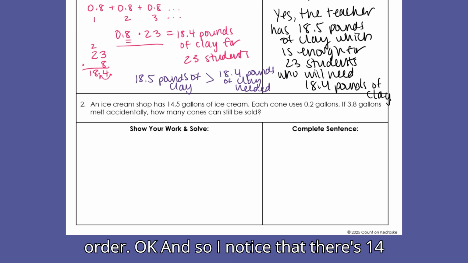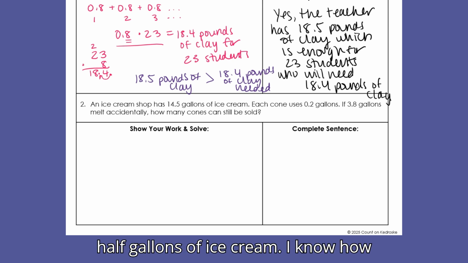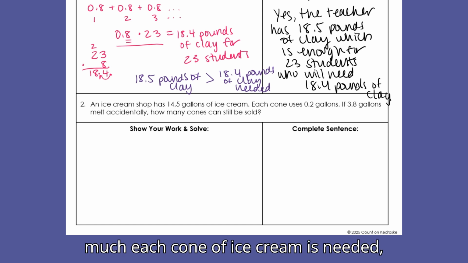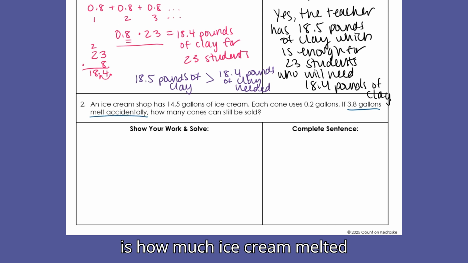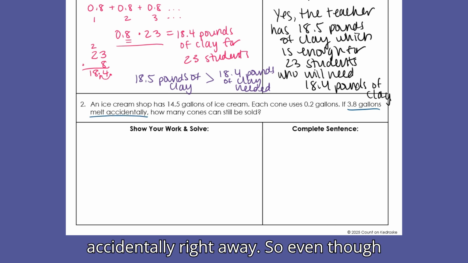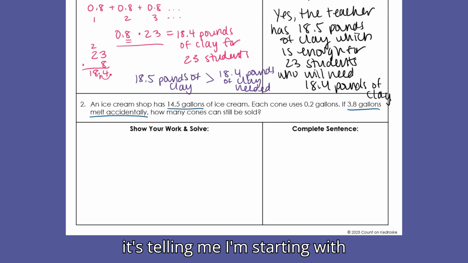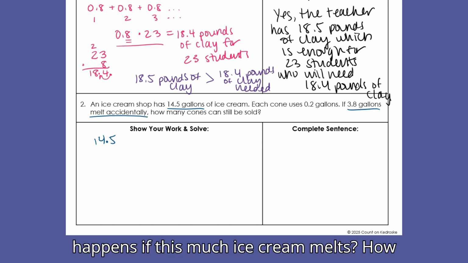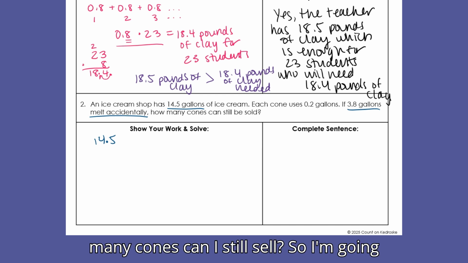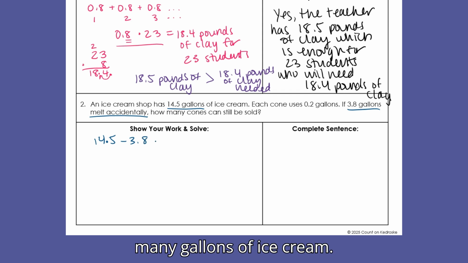Okay. And so I noticed that there's 14.5 gallons of ice cream. I know how much each cone of ice cream needs. But an important thing that they start off saying here is how much ice cream melted accidentally right away. So even though it's telling me I'm starting with 14.5 gallons of ice cream, the problem clearly states what happens if this much ice cream melts? How many cones can I still sell?